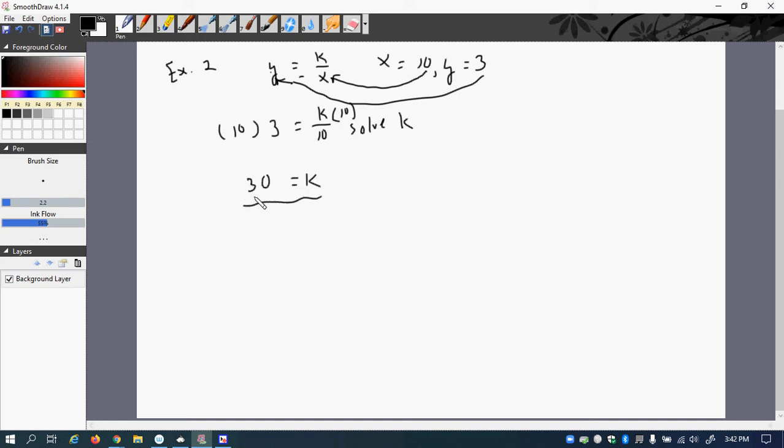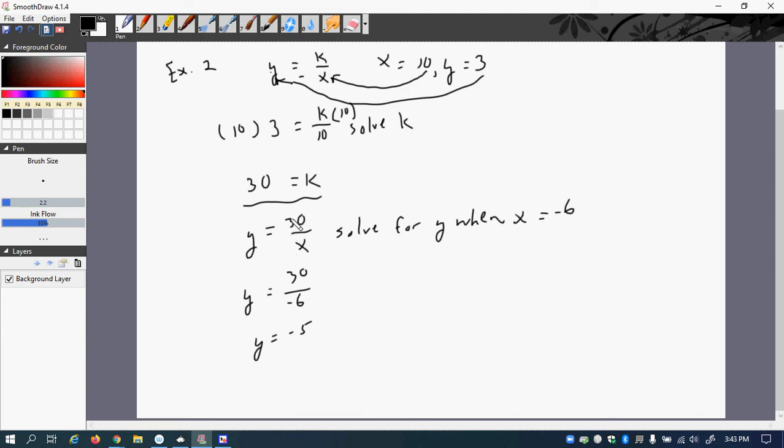And so now we know what our constant of variation is. Now we can write our equation, which is y equals 30 over k. I'm sorry, 30 over x. Okay? So now solve for y when x is equal to negative 6. So we'll put negative 6 in. So y is equal to 30 over negative 6. So then y is negative 5.